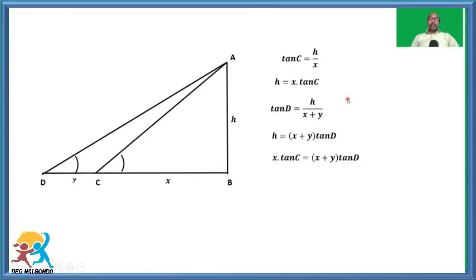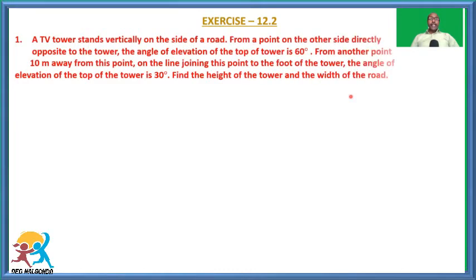Okay, students, shall we start the next exercise? So exercise 12.2. The first problem is: A TV tower stands vertically on the side of a road. From a point on the other side, directly opposite to the tower, the angle of elevation of the top of the tower is 60 degrees. From another point 10 meters away from this point, on the line joining this point to the foot of the tower, the angle of elevation of the top of the tower is 30 degrees. Find the height of the tower and the width of the road.